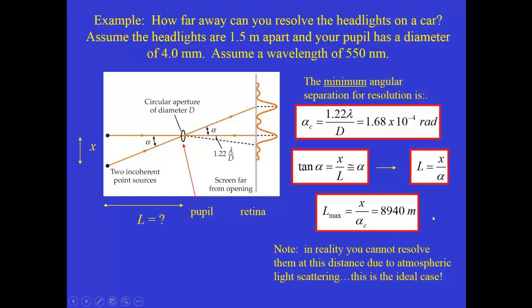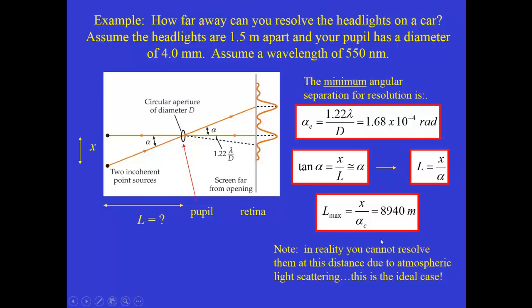The reason for that is because there are other effects that limit resolution besides just the diffraction of light as it goes through your pupil. One of those effects, probably the most important one, is atmospheric light scattering. Scattering and diffraction of the light when it encounters the molecules in the air in between the sources and the pupil causes diffraction patterns as well, and that washes out some of the ability to resolve them.